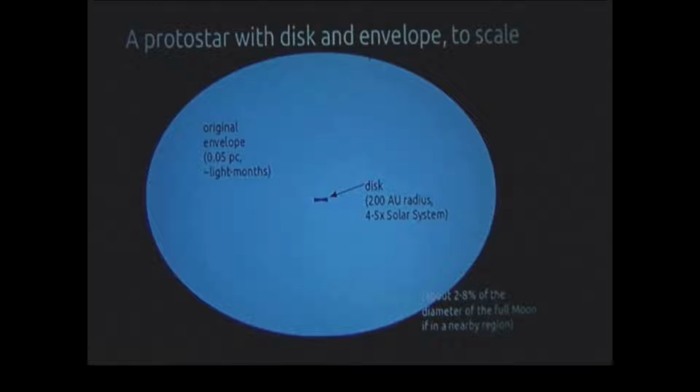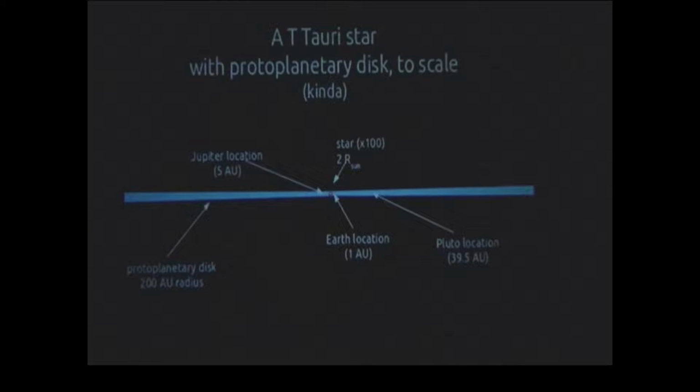And if we had to see one in a nearby star-forming region, like the Taurus star-forming region, it would be about 2 to 8% of the diameter of the full moon, right? The entire envelope. Inside this envelope, which has a size of a couple of light months, we form our star with a disk. This disk is a protoplanetary disk, and initially it's usually a few times the size of the solar system. So the entire blob here is about a few percent of the diameter of the moon. And now I'm going to zoom into the disk.